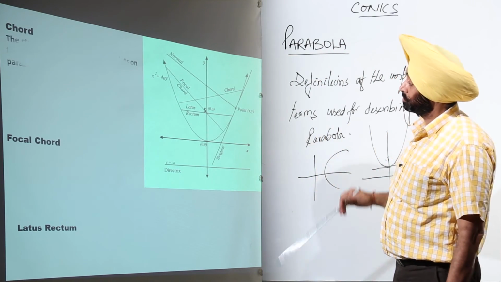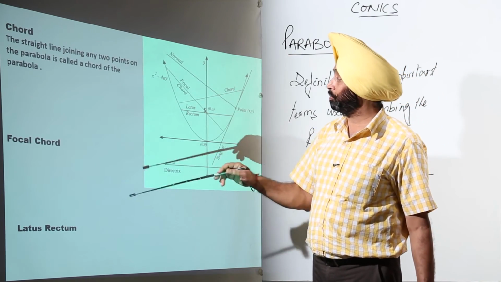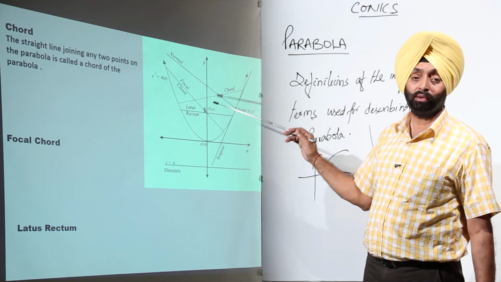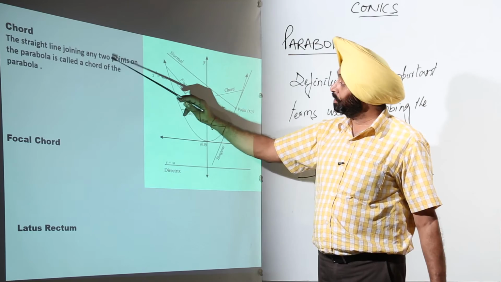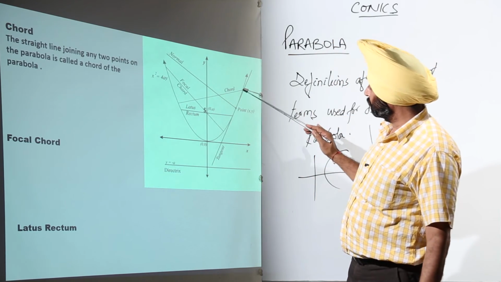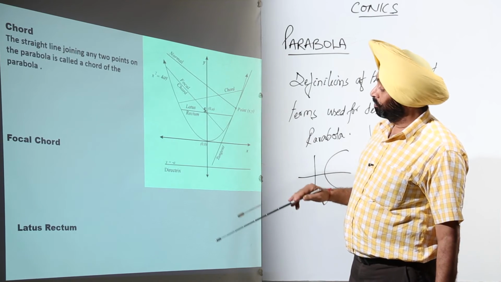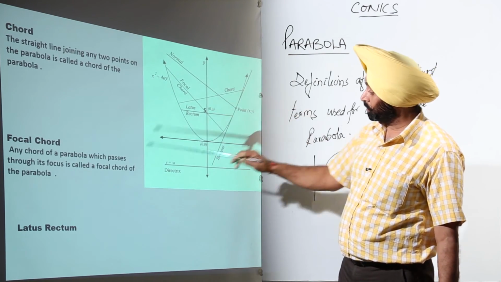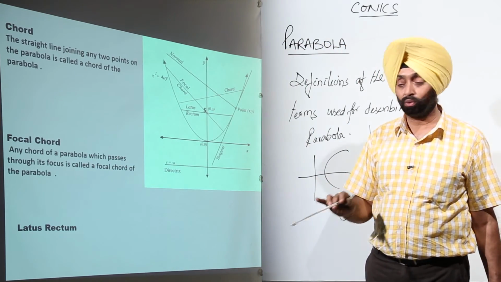A straight line joining any 2 points on the parabola is called a chord of the parabola. So we can have an infinite number of chords in the parabola, okay. A straight line joining any 2 points on the parabola, from here to here, that is a chord. Then we are having the focal chord. As I told you, it passes through the focus. Any chord of a parabola which passes through the focus is called a focal chord.